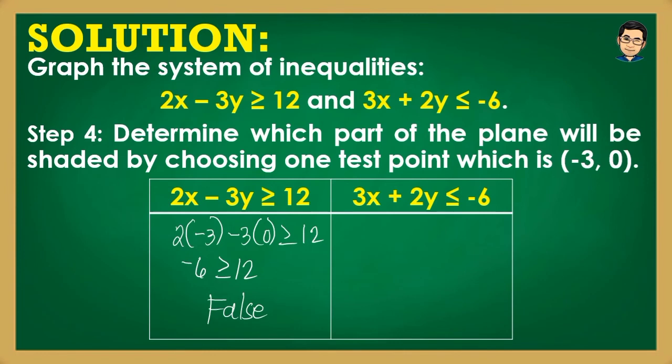Next, 3x plus 2y is less than or equal to negative 6. 3 times negative 3 plus 2 times 0 is less than or equal to negative 6. And then 3 times negative 3, that is negative 9, is less than or equal to negative 6. So, upon checking, this is a true statement. So, ibig sabihin lang po niyan, dun sa first inequality natin, imbis na upper portion po yung masya-shade, yung lower portion po. And then sa pangalawa naman, since naging true siya, so yung lower portion po ang masya-shade. Okay?